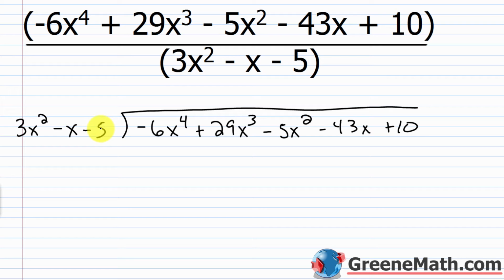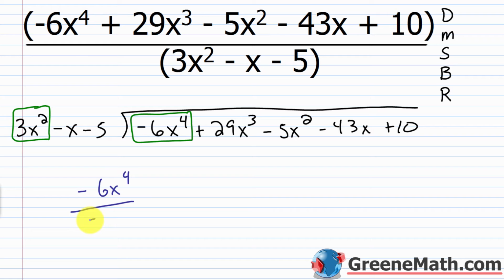So again, let me write the steps up here so we don't forget. So we have divide, we have multiply, we have subtract, we have bring down, and then we have repeat or remainder, right? Dad, mom, sister, brother, rover. So we start out with the first step, leading term into leading term. So 3x squared into negative 6x to the fourth power. So negative 6x to the fourth power over 3x squared. So this negative 6 will cancel with 3 and give me negative 2. X to the fourth will cancel with x squared and give me x squared. So negative 2x squared is the answer.